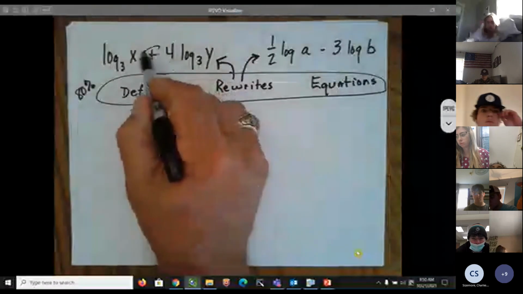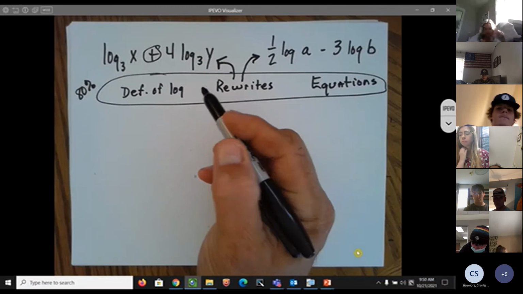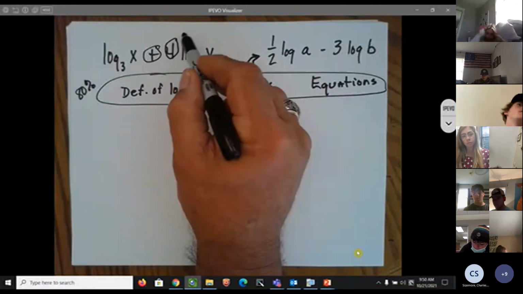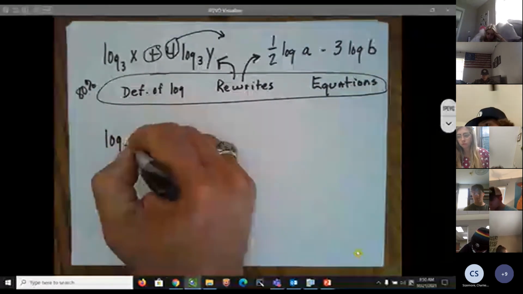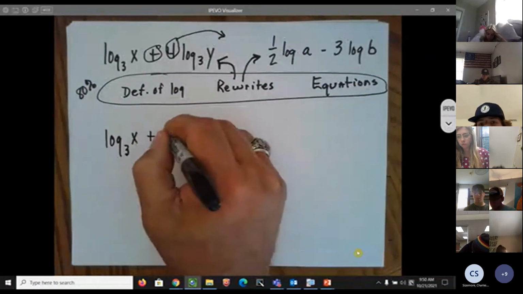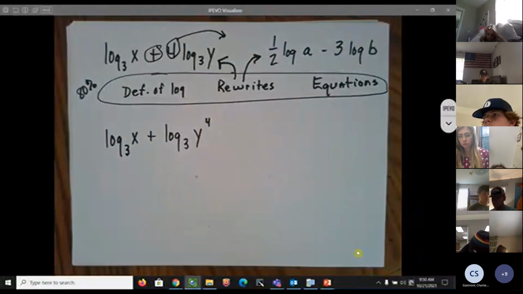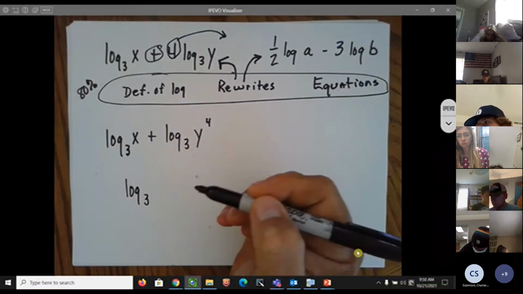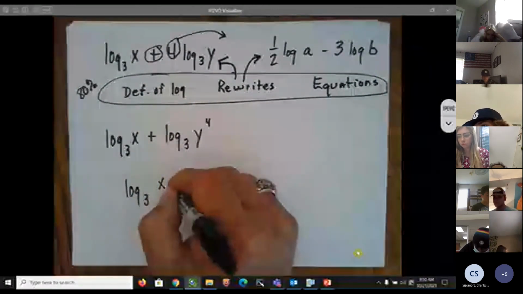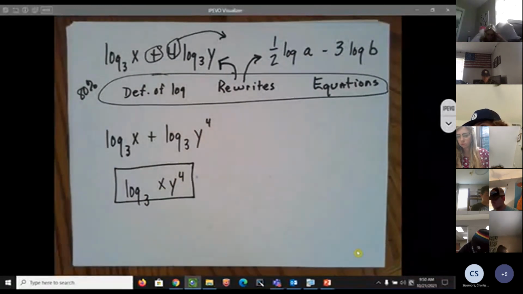So this is a plus, so that means we can rewrite this using the product rule. But first, that power rule, we're going to have to bring that up. So that's going to be log base 3 of x plus log base 3 of y to the 4th. And that's using the power rule. And now we use the product rule. Log base 3 of x times y to the 4th. And that's a rewrite.